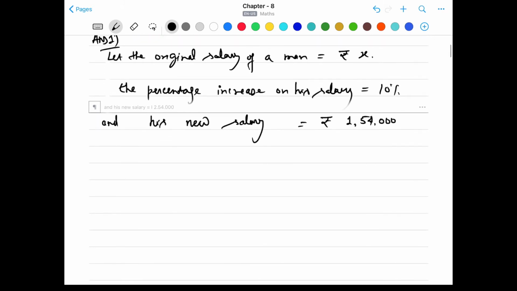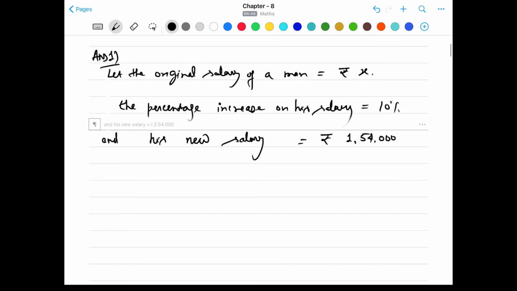So understand this main concept here. Earlier he was getting some amount, which is always 100% of the amount. This was his original salary, which we have taken as X rupees, and this was his total salary, which is 100%. On that salary there was an increase of 10%, so now his new salary becomes 110%. Earlier the salary was 100%, and after the increase of 10% it becomes 110%, and in rupees that salary is 1,54,000.